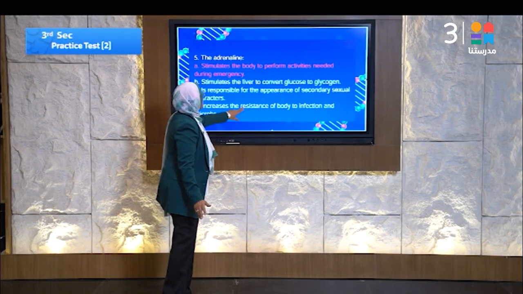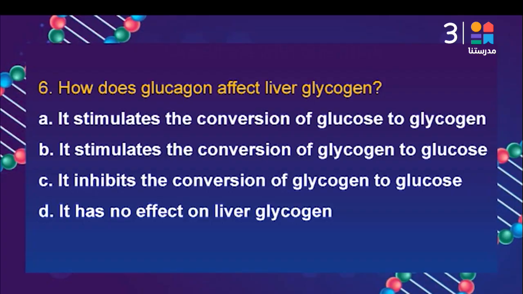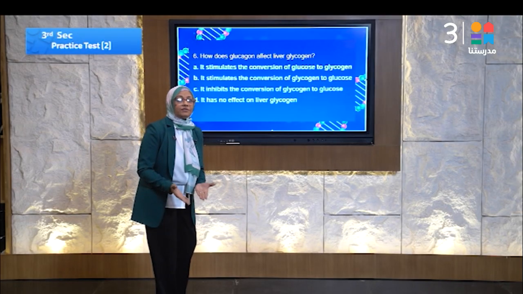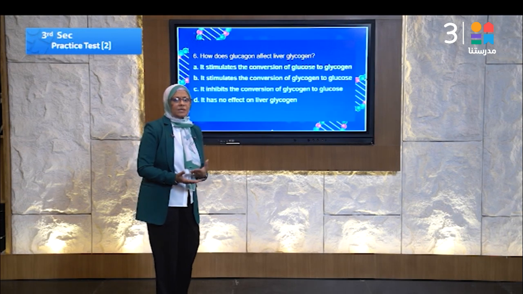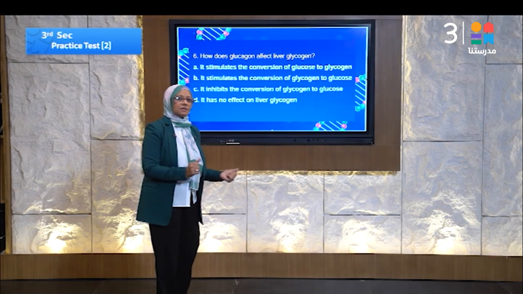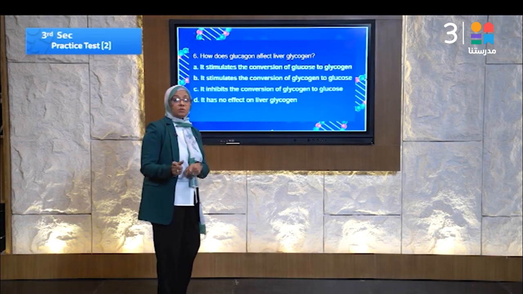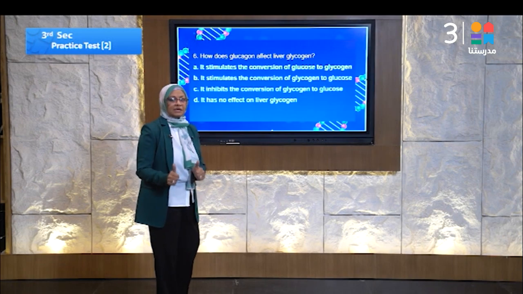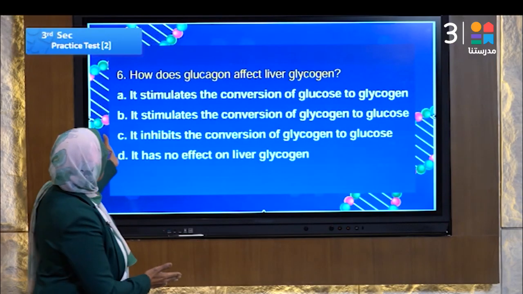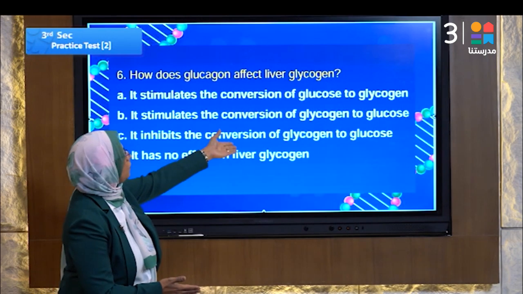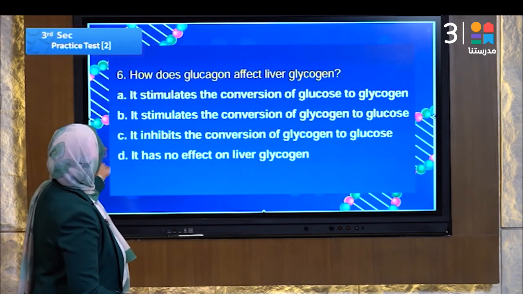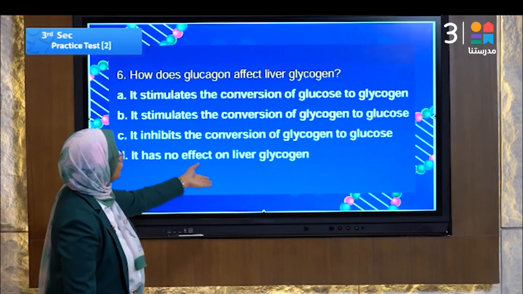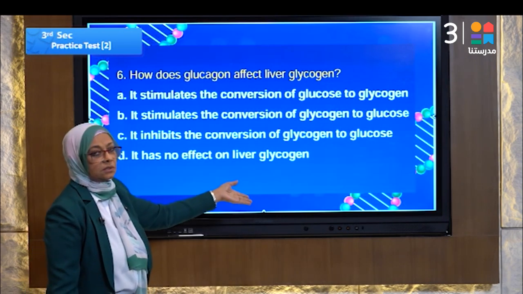Let's go to question number 6. How does glucagon affect liver glycogen? What is glucagon? Glucagon is a hormone that has the reverse effect of insulin. Where are they secreted from? The pancreas. We must read the question well to find the right answer. Number A, it stimulates the conversion of glucose to glycogen. B, it stimulates the conversion of glycogen to glucose.